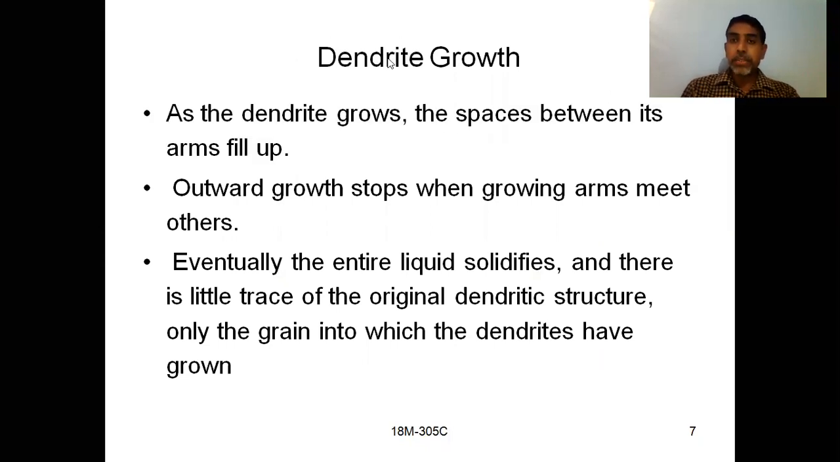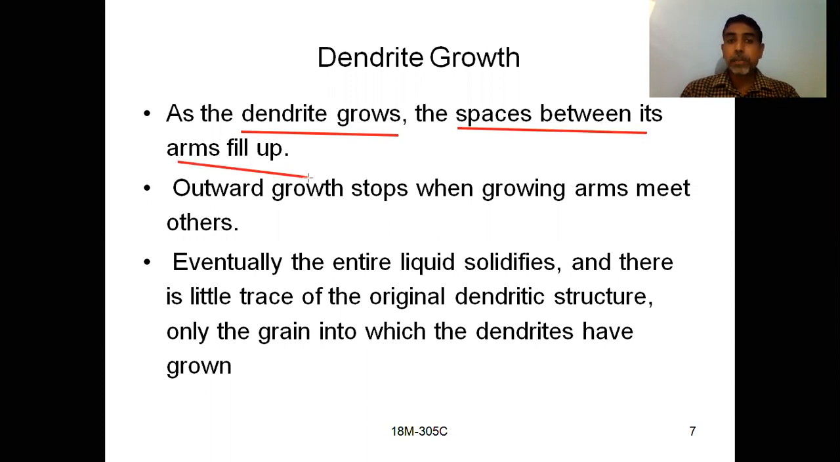Just now I explained what dendritic growth is. If you see the dendritic growth, as the dendrite grows, from the formation of the nucleus, the space between its arms fills up. So as it is growing, what will happen? The space can be filled up.